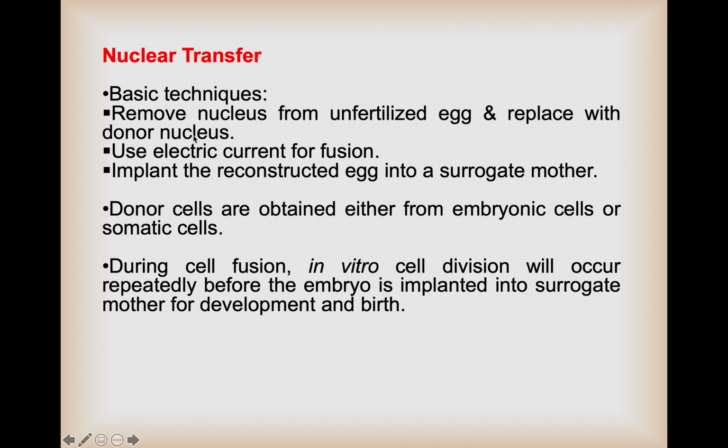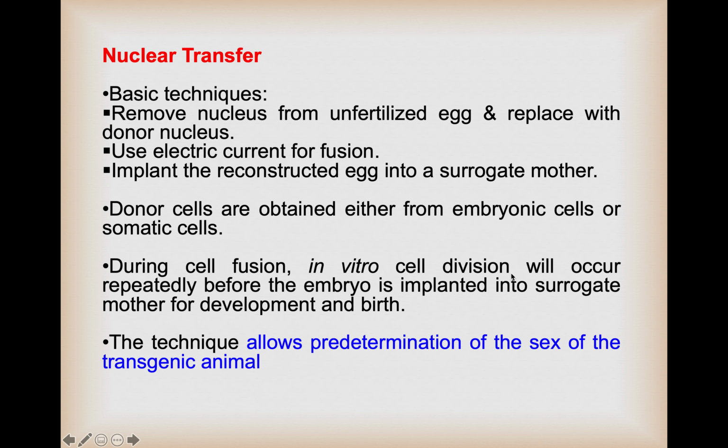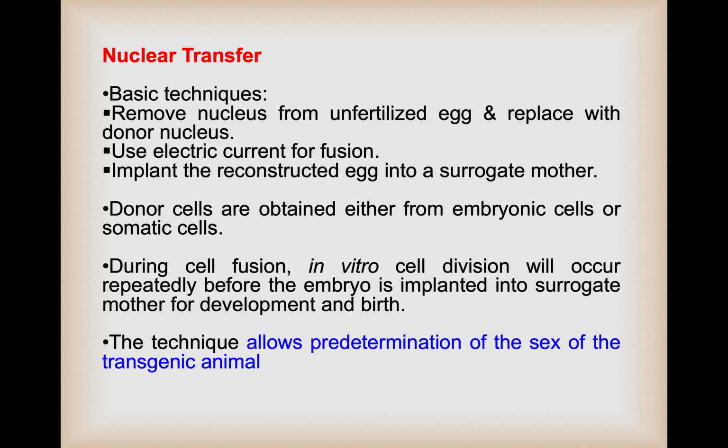So what happens is that after electric current, during cell fusion, in vitro cell division will occur repeatedly. So you need to make sure that division occurs, mitosis and meiosis occurs before you implant it into the surrogate mother. So like I said, it allows predetermination, and more or less this technique seems very easy, but a lot of care needs to be taken, because when you remove the nucleus from the unfertilized egg, you need to make sure that you remove the nucleus totally, because if not, then it would contain some of the genetic makeup from the original unfertilized egg. So I'm going to stop here and move on to the next video.